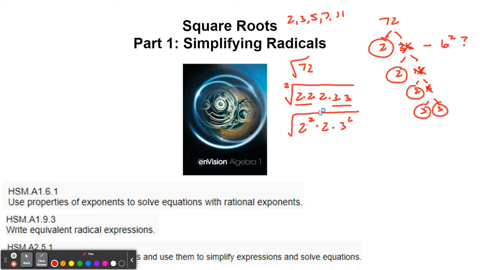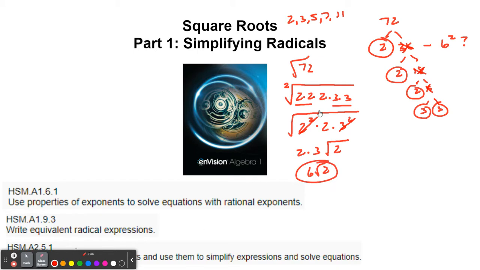So then anything squared comes out. So this 2 is squared, so a 2 comes out, that 2 squared goes away. This 2 stays inside. This 3 is squared. It comes out. Notice I put multiplication, and now it's gone. And now the only thing left inside the square root is this lonely 2. And then we do 2 times 3, which is 6 square root of 2.